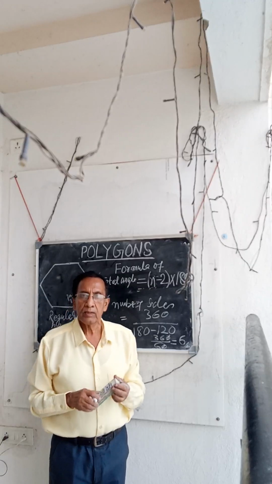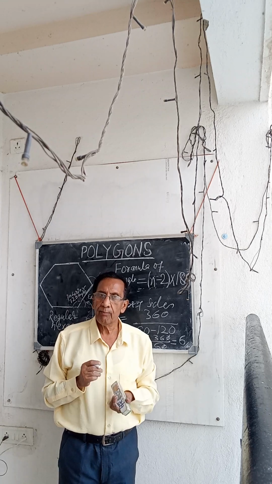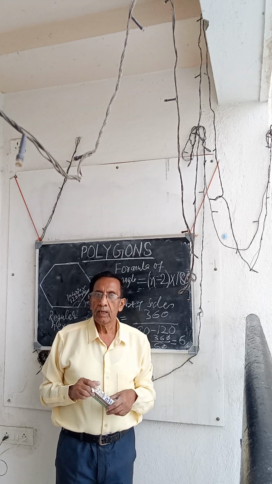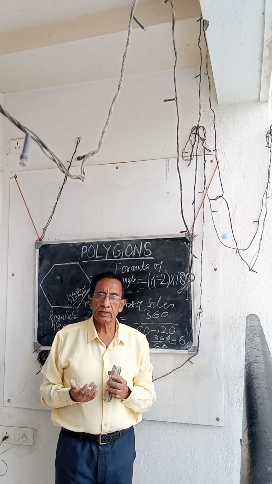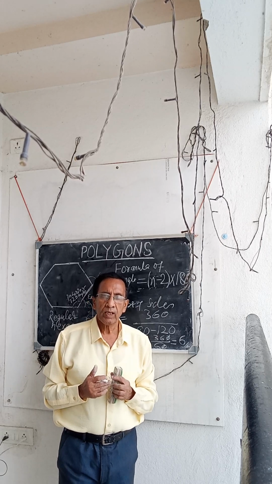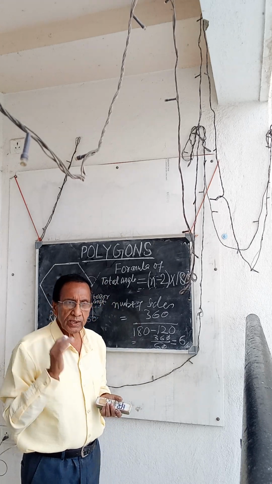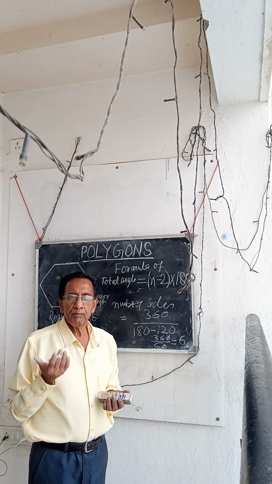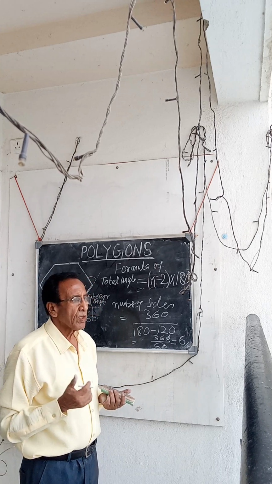My dear friends, today we are going to cover a very important topic of mathematics, that is called polygon. Polygon is a geometrical shape. Its definition: it is a closed geometrical shape of minimum 3 line segments, or more.